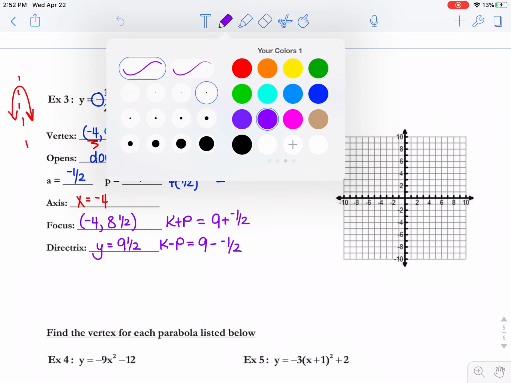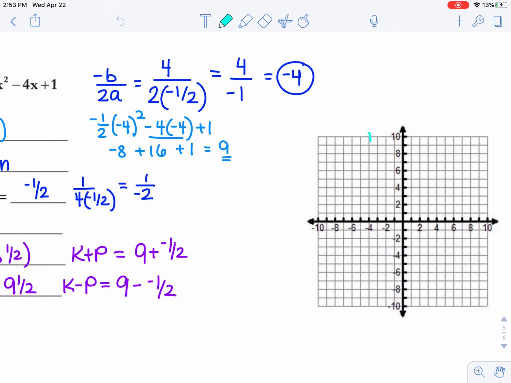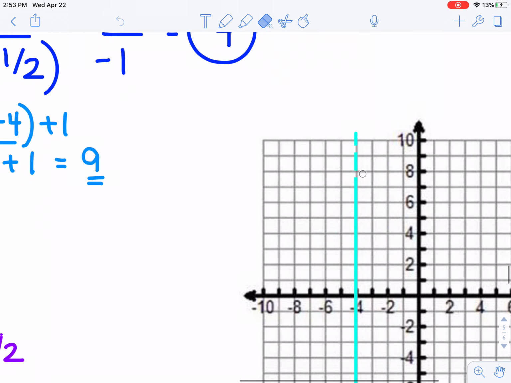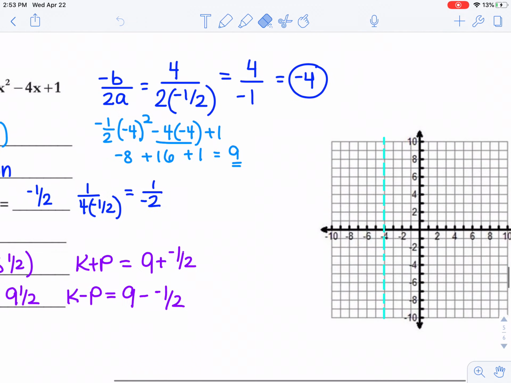And now just graphing. So I am going to graph the axis of symmetry to start, which is at negative 4. It should be dashed. And then I am going to now plot the vertex of the parabola, which is at negative 4, 9.